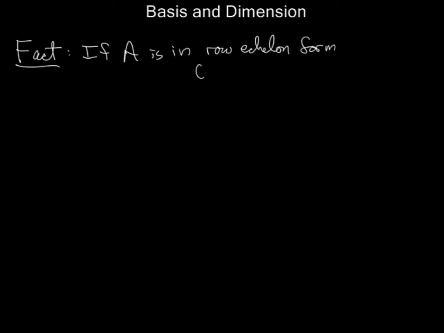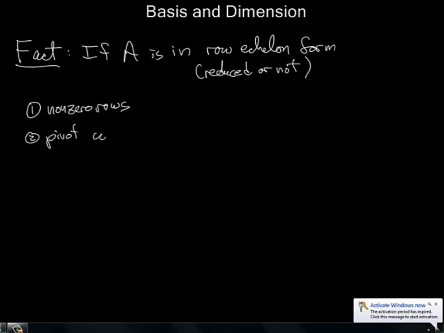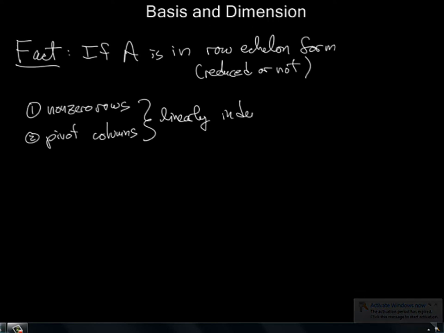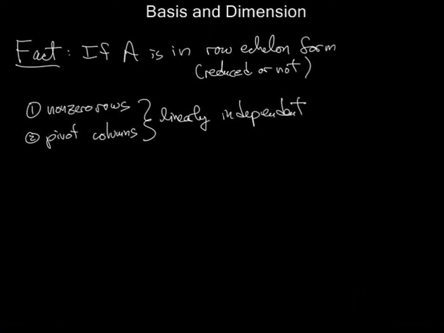Well, this is just an illustration of the general fact. If you have matrix A in row echelon form, reduced or not, it doesn't matter, then, first of all, the non-zero rows are linearly independent, and the pivot columns are linearly independent. That's two different sets. The rows and the columns are each linearly independent.